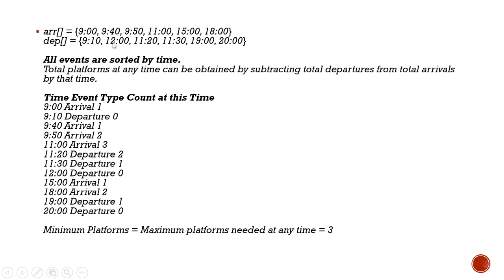And at 12, what happens at 12? It departs. So we have to increment the number of platforms required to 2, and at 9:50 a train arrives and at 11:20 it leaves. So we have to increment to 3, and it goes on like this. The maximum number of platforms required at any given point of time is 3. So the resultant answer is 3.